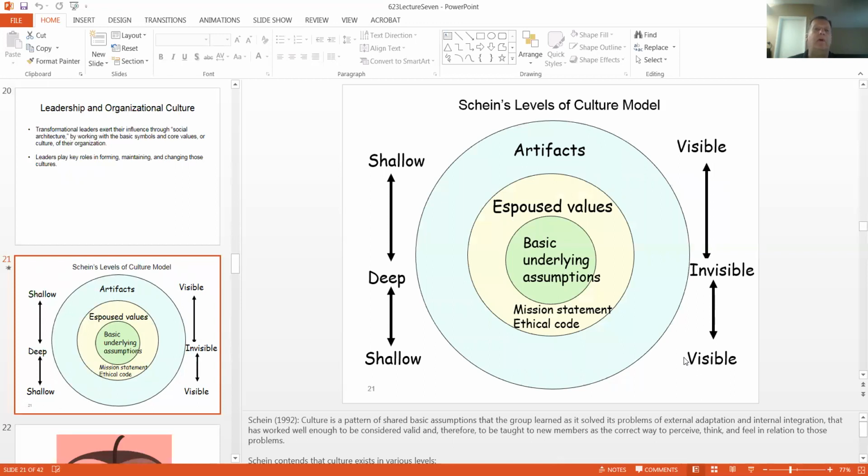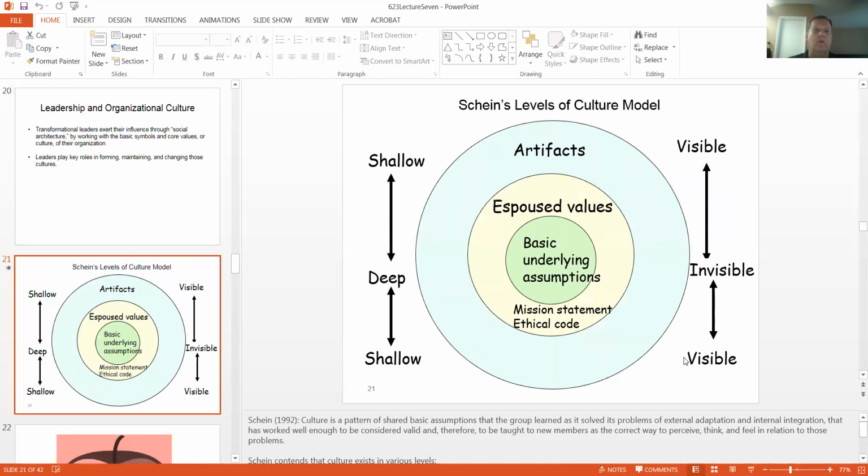The intermediate level are those espoused values. And so the things you see in a mission statement, in a strategic plan, in a code of conduct, those are the espoused values. So these are the things that we as an organization are going out there and telling people, this is what we believe, this is what we are in business for. So it's not quite as deep, it's something that's more visible.